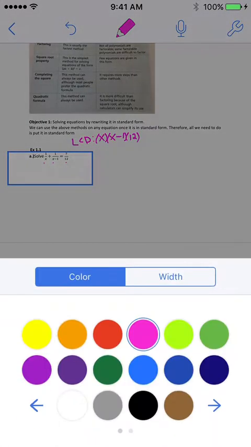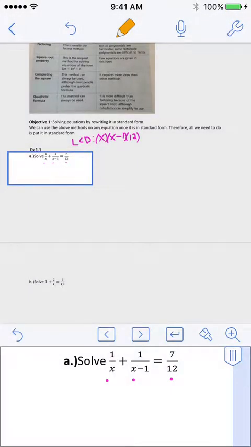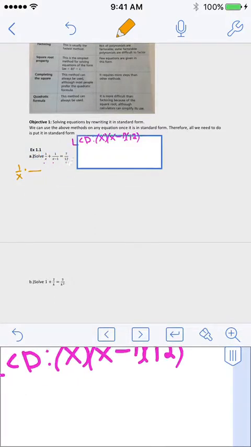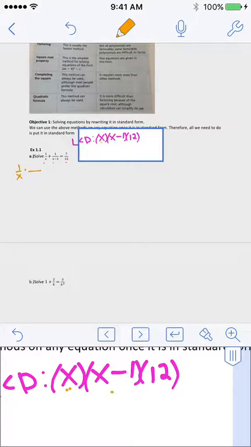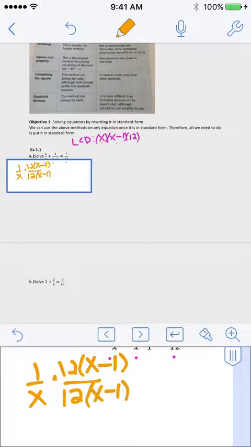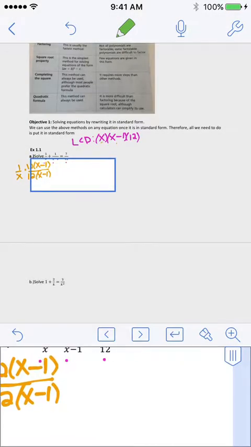So let's take these one term at a time. I have 1 over x. And now I'm going to multiply by what's missing from my LCD. Well, I have the x part. I just need the 12 and the x minus 1. And I'm going to multiply that to both the top and the bottom so I don't change anything, right? Technically, I'm multiplying by 1 here.